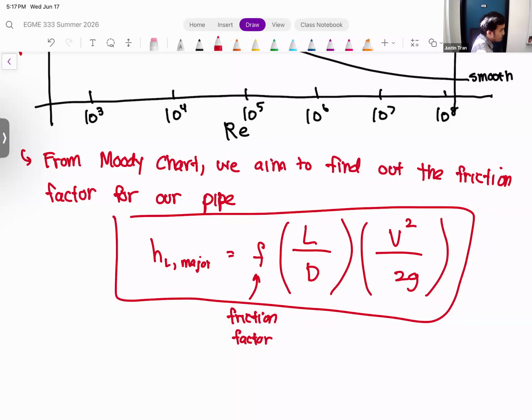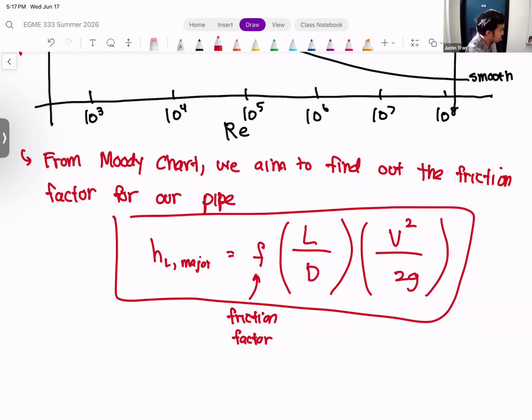So once you have the friction factor by using the Moody chart, we're making use of all the experiments we've done before. You can very easily obtain the major losses in a pipe flow that is fully turbulent.